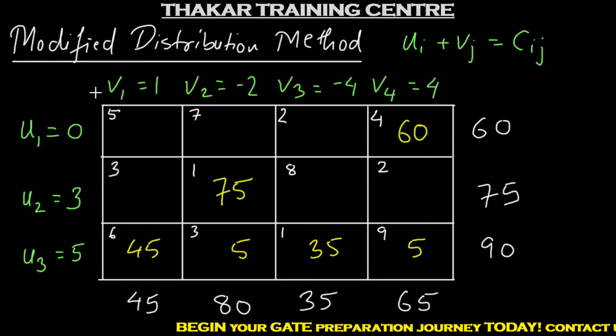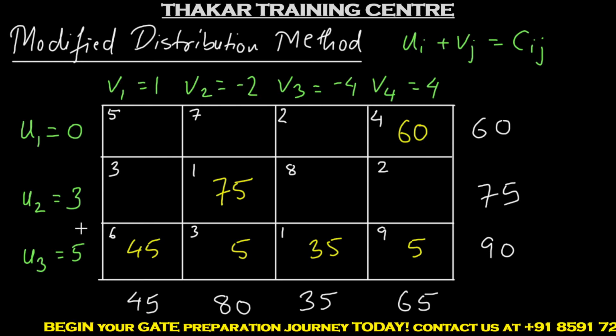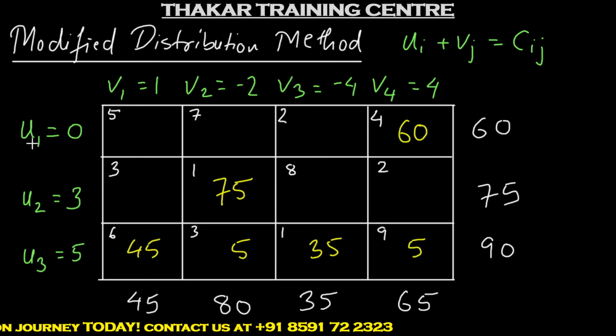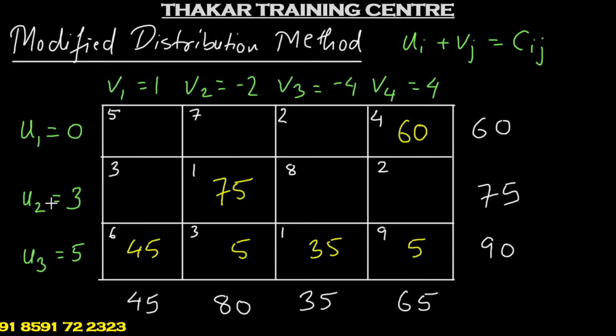So once we have found out all the values, it is a good practice to just verify if all the calculations have been done correctly. So if we go row wise, for the first row we have 0 plus 4 giving 4. For the second row we have 3 minus 2 which gives 1. For the third row we have 5 plus 1 which gives 6, 5 minus 2 which gives 3, 5 minus 4 which gives 1 and 5 plus 4 which gives 9. So the values we have obtained for ui and vj are correct.